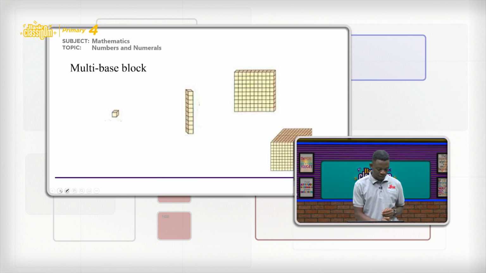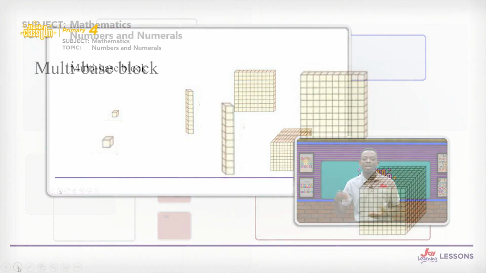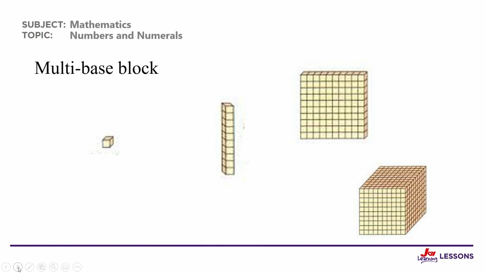Then we learned that we can use what we call the multi-base block to represent these counting stages. Previously, we sometimes represented the units or the cube with tens, sometimes with hundreds. Then the long or the rod, we represented with thousands or even tens of thousands, and the flat and the block as well. So we've learned very well using this multi-base block to represent numbers.